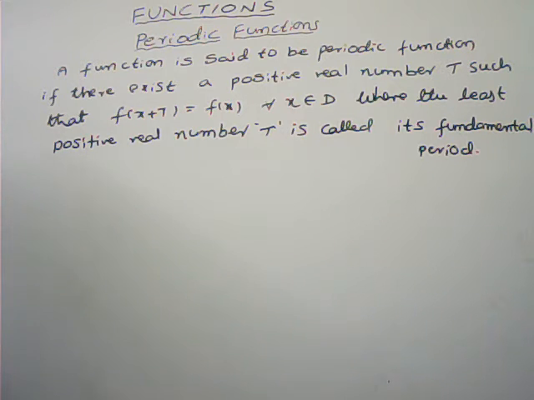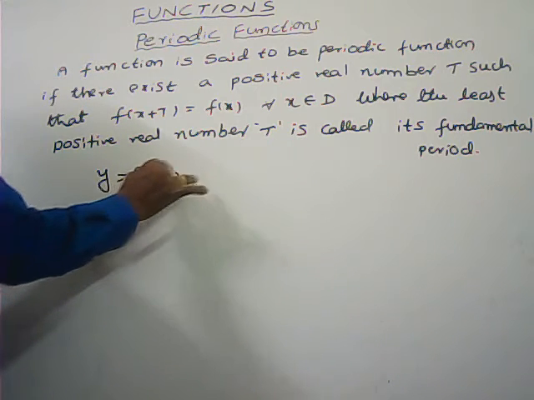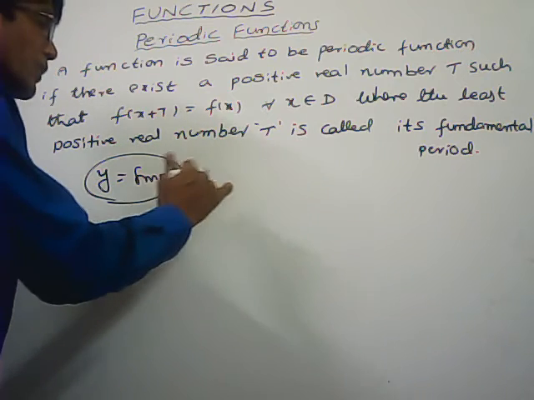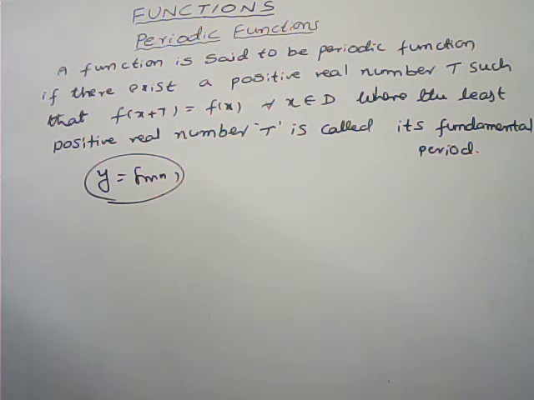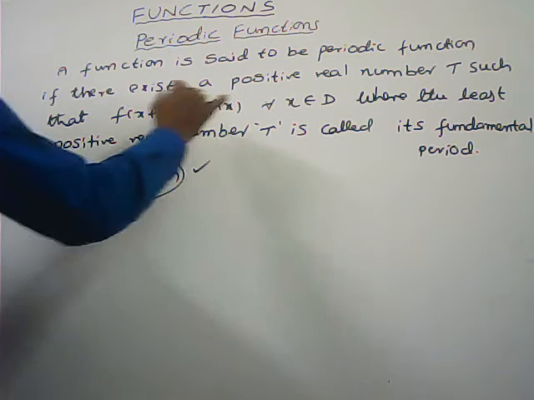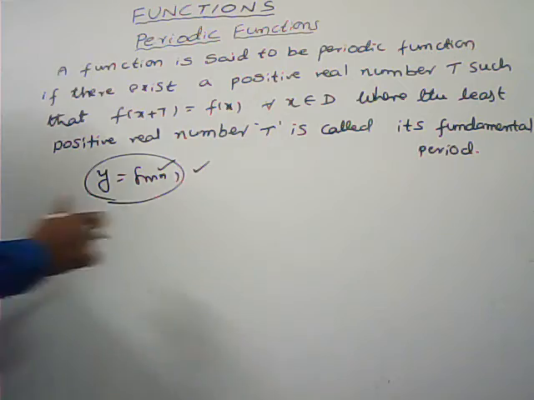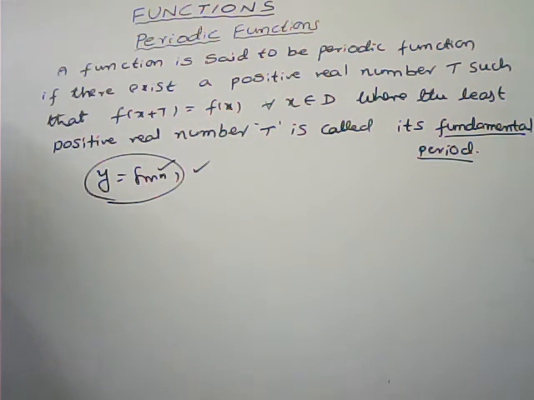Here see, for example, y is equal to sin x. The graph of the curve repeats for every length of 2 pi, and 4 pi, 6 pi, like that we can take so many. If it is a periodic function, the number of periods is infinite. Infinite periods are there, but there exists only one fundamental period, the least positive real number. In that interval, the function repeats only.